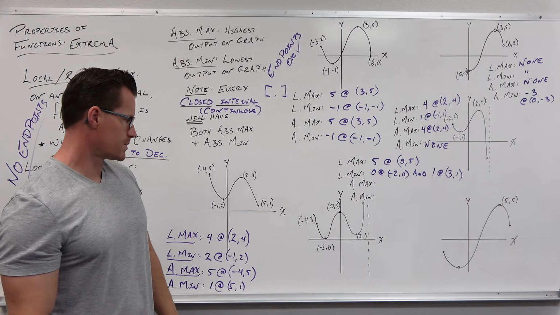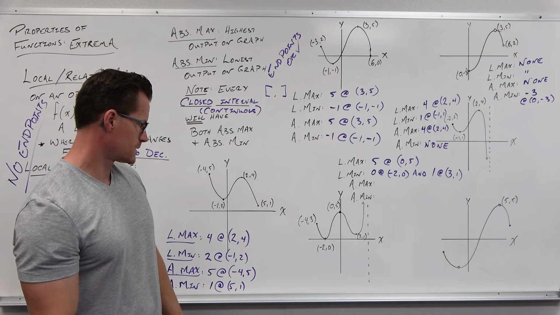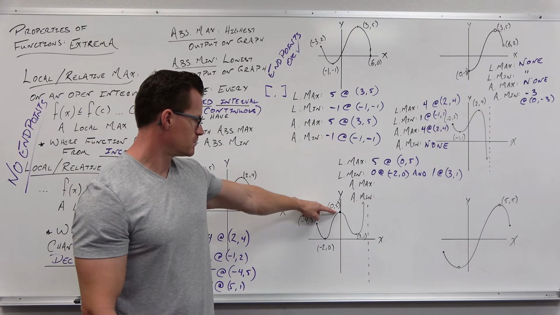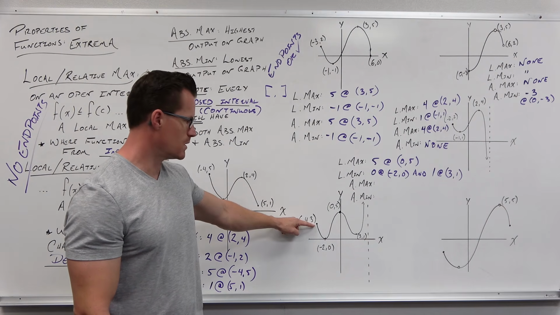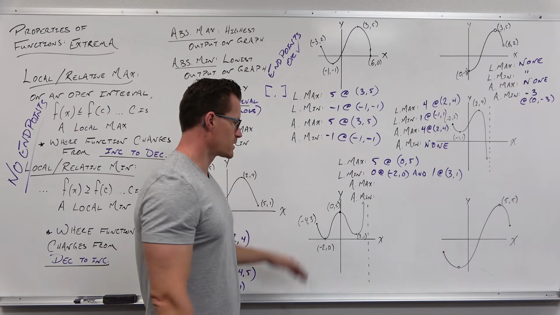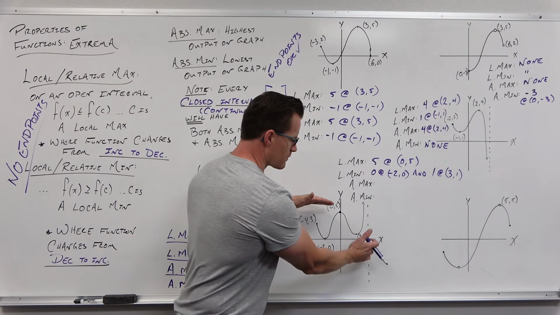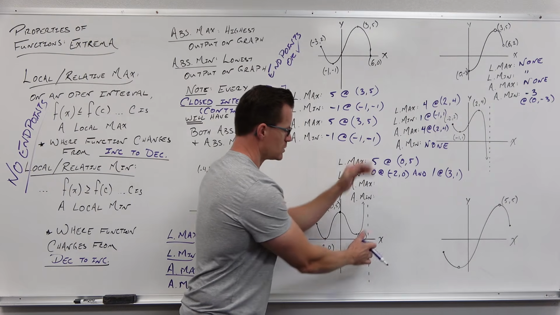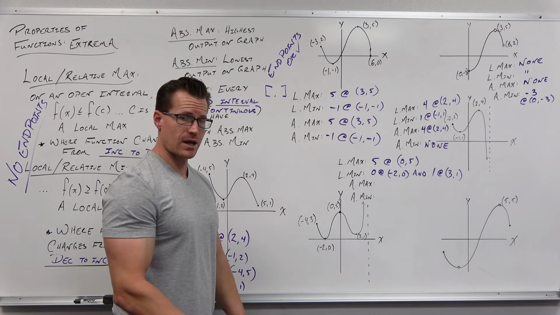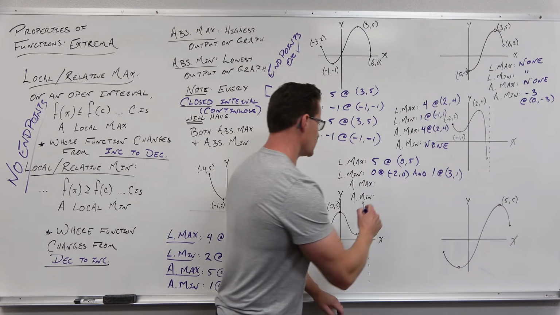Absolute max, what do you think? Absolute max? No. Oh, it goes to infinity. So as we're approaching whatever this number is on the x-axis, our graph is going to positive infinity. For that reason, we have no absolute max.